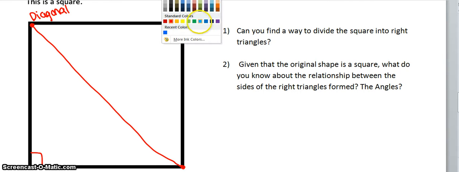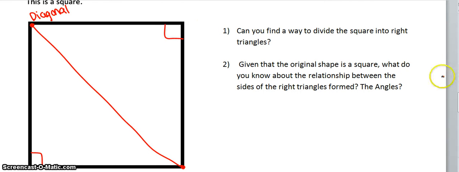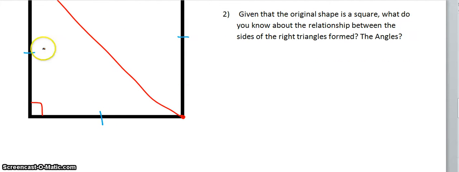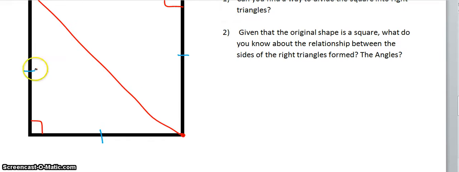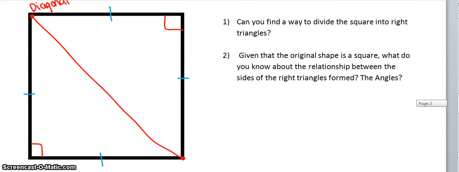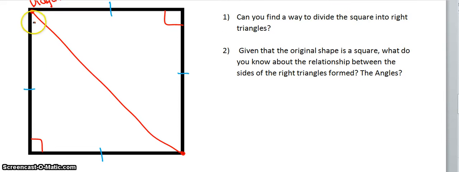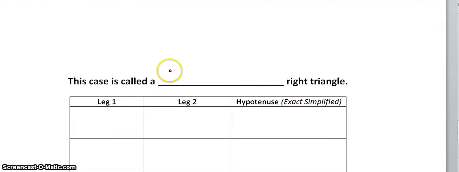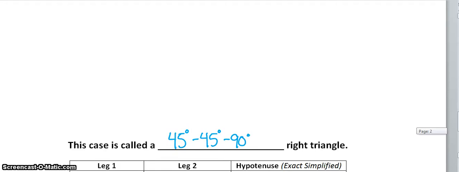So if I do that, I have a 90-degree angle, and if this is a square, I know that all 4 sides are congruent. So that means this is an isosceles right triangle, because 2 of the legs here are the same. And if this is a diagonal, that cuts the angles in half here. So if this is a 90-degree angle and I cut that in half, 90 divided by 2 is 45. Okay, so these are 45-degree angles, which we call this special right triangle a 45, 45, 90 right triangle. Again, not too creative with the names, but it's really easy to remember.